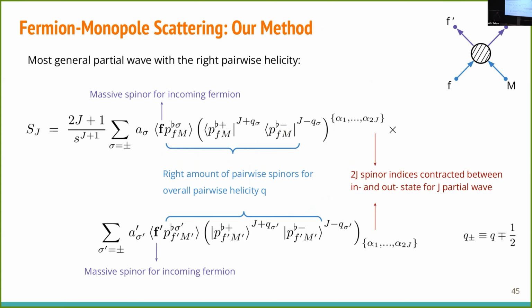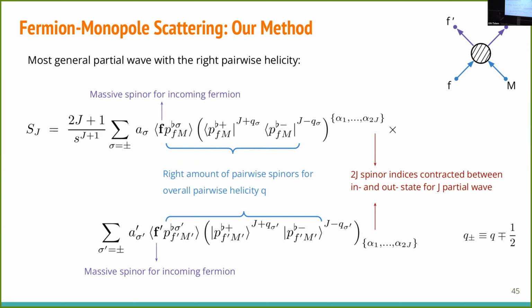So I'm scattering a fermion on a scalar monopole. I have to saturate the single particle little group of the fermion, incoming and outgoing. This is why I have this massive spinor helicity variable for the fermion. And I have to saturate the pairwise helicity. So I have to have this entire construction transform correctly under the pairwise little group.